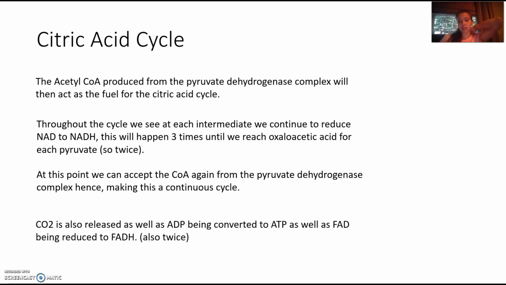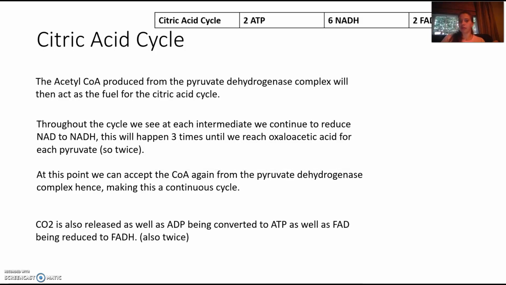CO2 is also released, as well as ADP being converted to ATP, and FAD is also reduced to FADH, and this also happens twice. So these are really key things that we need to recognize before we reach oxidative phosphorylation, which I'll talk about in a second. Key things to know: in the citric acid cycle, we end up with 2 ATPs, 6 NADHs, and 2 FADHs. This is all super important. We have to remember that everything is happening twice because of the 2 pyruvates, and that's how we get each number.